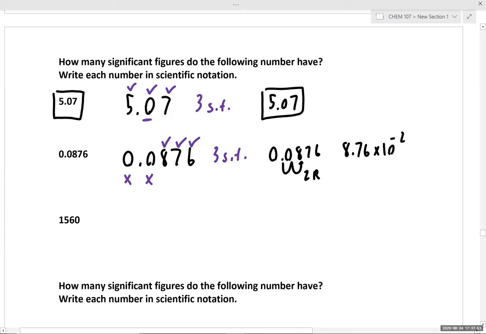Now, as we notice, and this is why I like scientific notation, when you write out numbers in scientific notation, it gives you a lot of insight into the number of significant figures. Numbers in scientific notation are much easier to read and figure out the number of significant figures in that measurement. As we can see, we have 1, 2, 3 digits. So this 8.76 times 10 to the negative second has 3 significant figures.